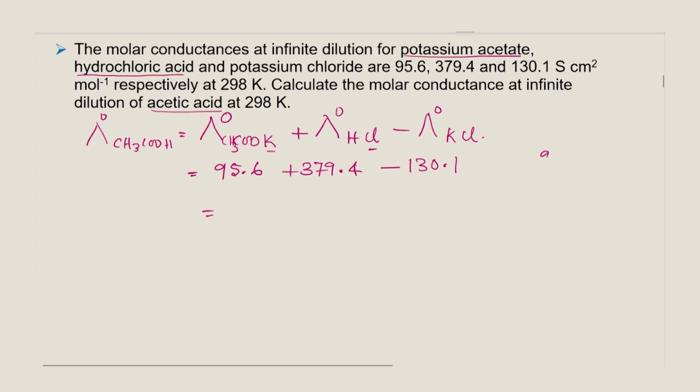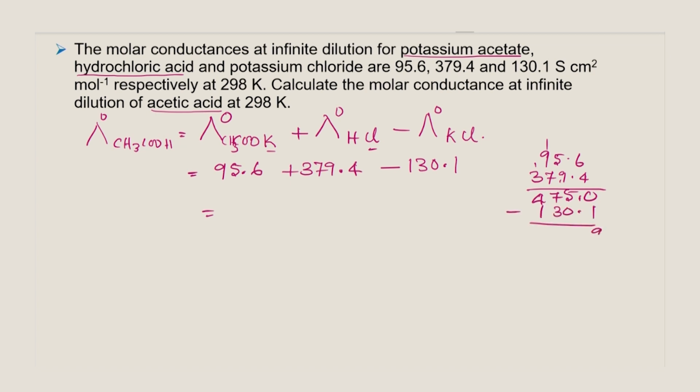The final answer you will be getting is: you add up 95.6 and 379.4, which gives 475.0, minus 130.1, and that will be equal to 344.9 Siemens centimeter square per mole.